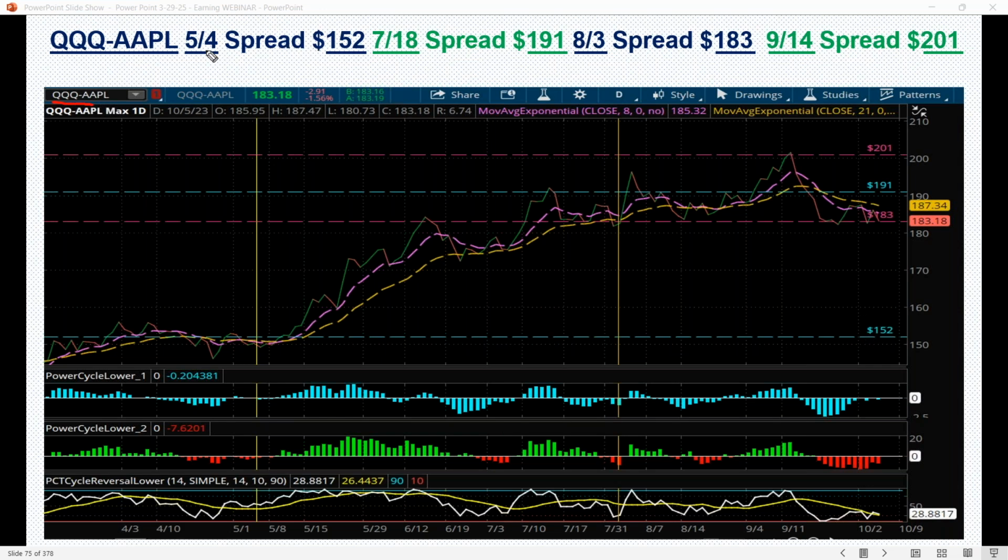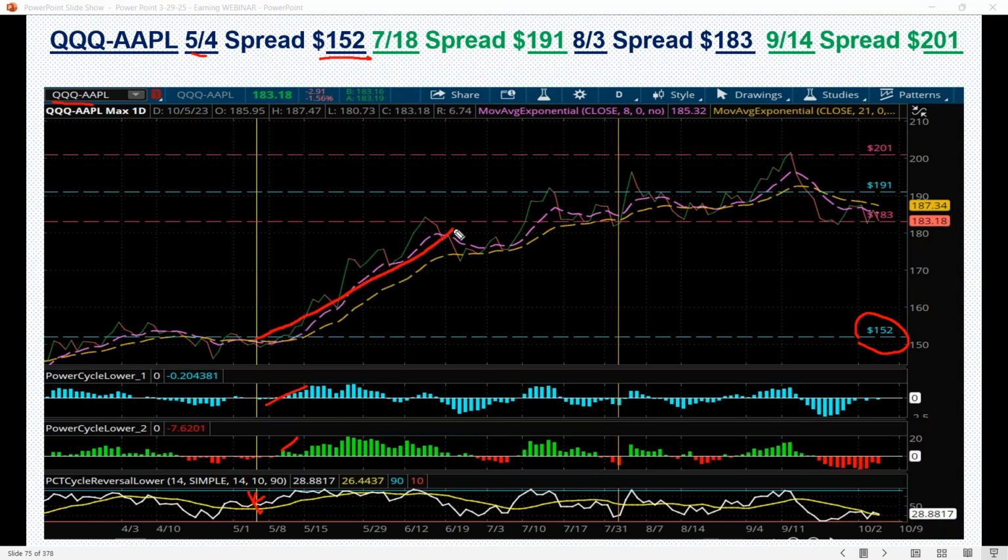So at this point, on the 4th of May, the spread value was QQQ minus Apple. QQQ at that time was $152 over Apple. If you did 1 share, you bought 1 share of QQQ and sold a share of Apple, the spread would have been $152, okay? Now, you can see, these are my indicators, which are really helpful, but you can see here after earnings, look what happened. The spread started trending.